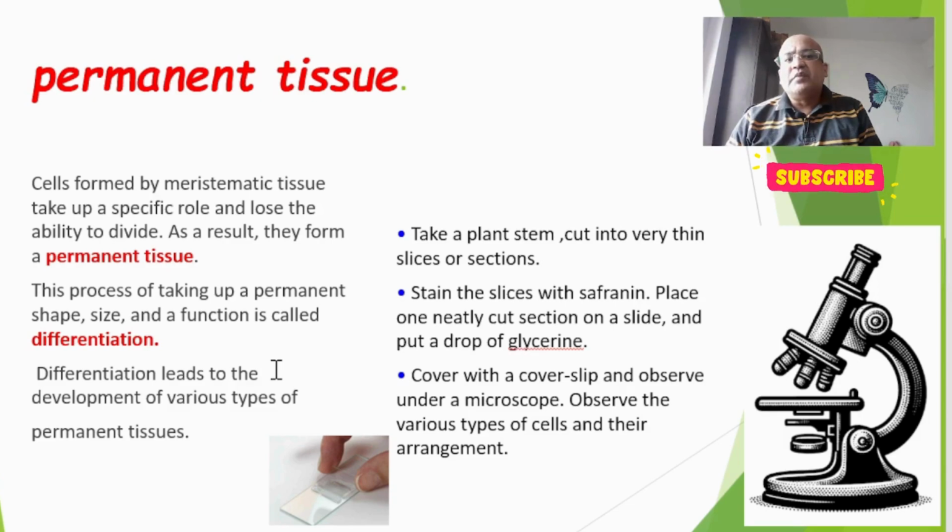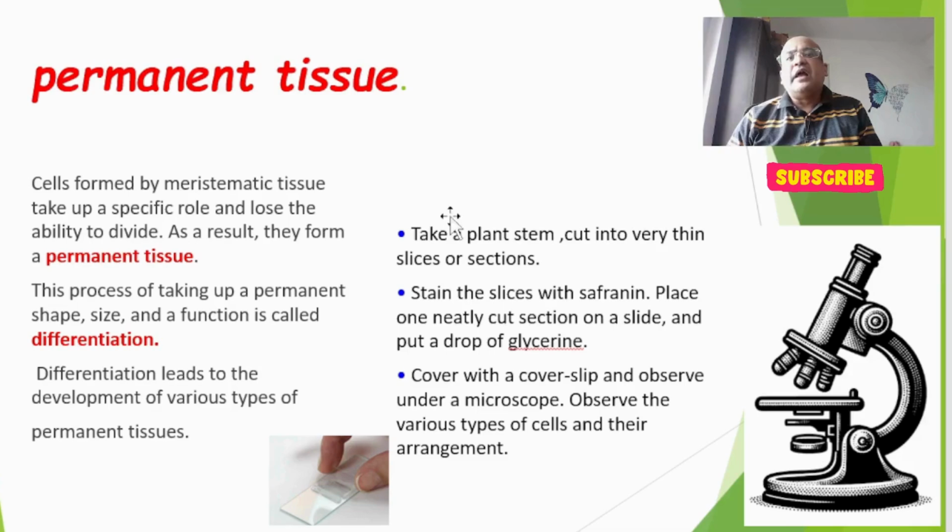So various types of permanent tissues we will see because of what? Because of differentiation. Here we would like to remember that meristematic tissues were there, right? They take a specific role, and after that they lose the ability to divide, and permanent tissues are formed.